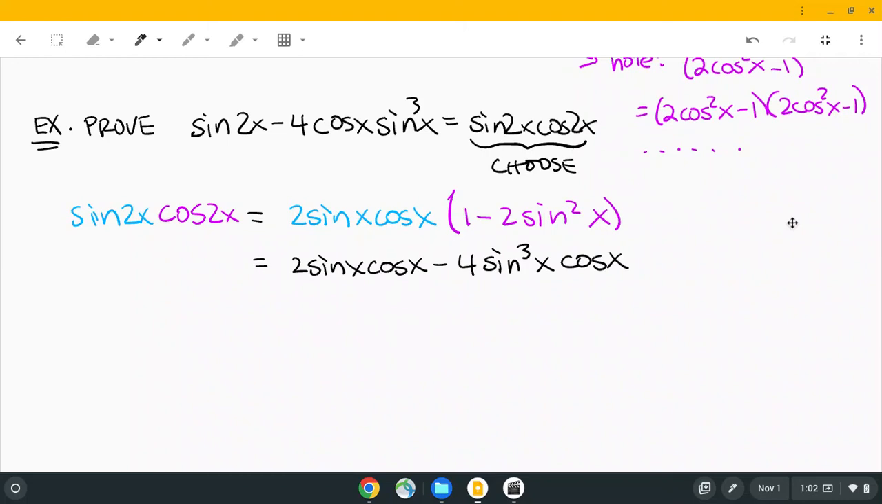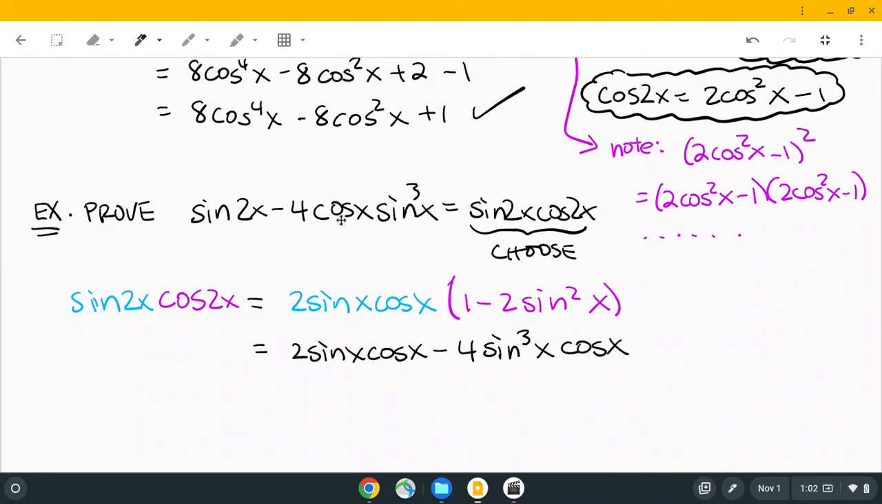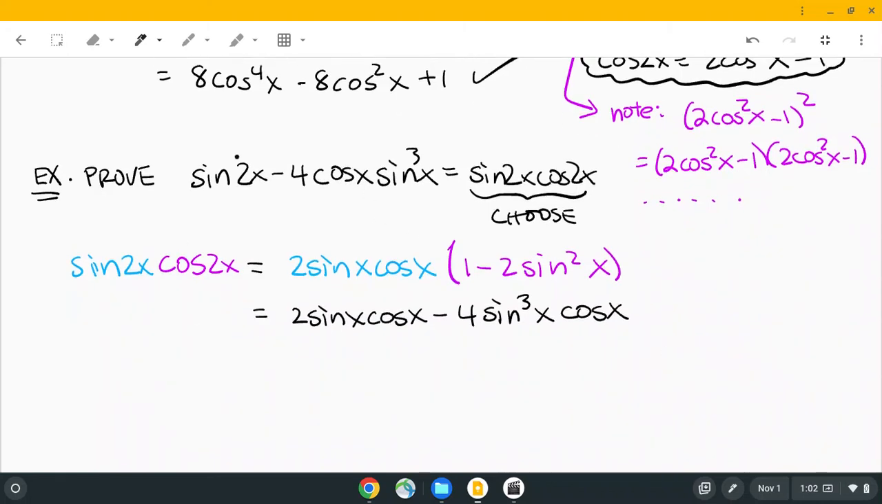And are we getting closer? I have this part right over here, and this part is actually sine 2x. 2 sine x cosine x is double angle, right? And then now I have this, and I'll just switch their order since they are commutative. And there we go.